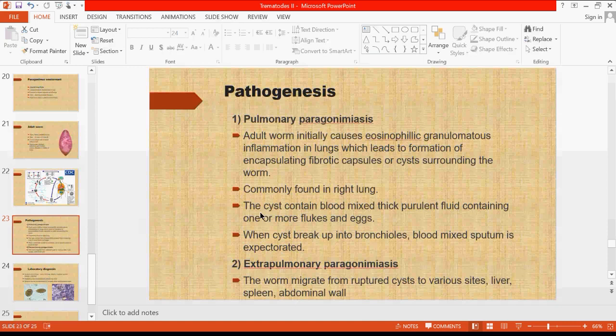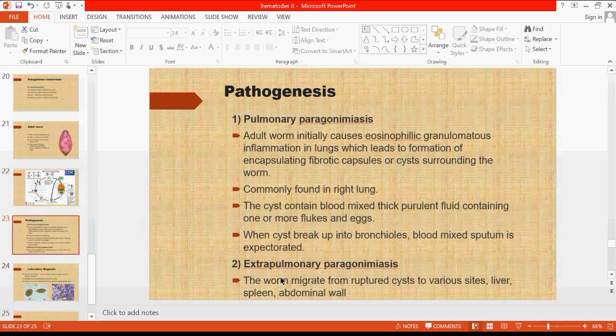The cysts contain blood-mixed thick purulent fluid, because the adult worm is laying eggs there, and they are also encroaching, along with damage to the microvascular blood vessels. This leads to the blood-mixed thick purulent fluid in the cyst, along with the eggs. Then when the cyst breaks into the bronchioles, this blood-mixed sputum gets expectorated. This is the pathogenesis of pulmonary paragonimiasis.